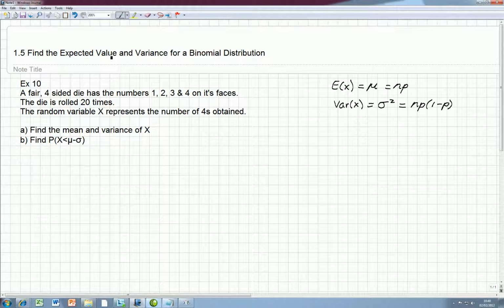Let's start by just writing out that x varies as a binomial distribution, and we need to work out n, the number of trials, and that's 20, so that's okay, and we need to know the probability of a successful result. So I think we can figure out that if there are 4 faces and one's a 4, we need a probability of 0.25 here.